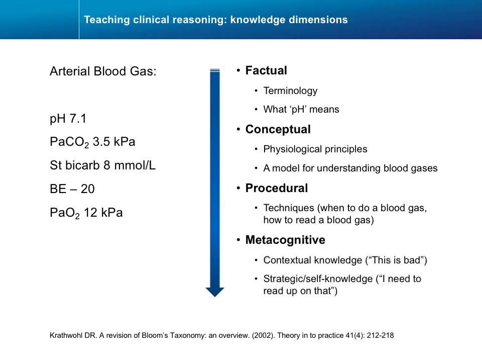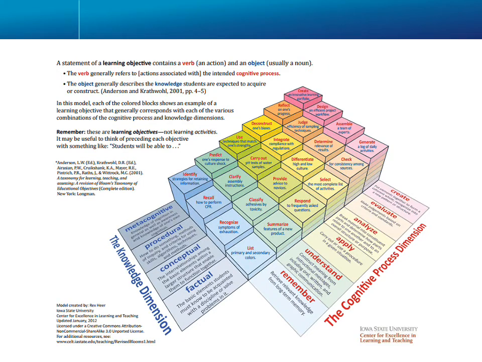And you also need metacognitive knowledge. That's a higher level of knowledge. So I'm looking at this blood gas result, and the first thing that I thought was, this is bad. But we'll touch on this later. You need to have strategic and self-knowledge. You need to be aware of what you know and what you don't know, and that's called metacognitive knowledge. I need to read up on that. These different types of knowledge dimensions are summarised in this diagram here.